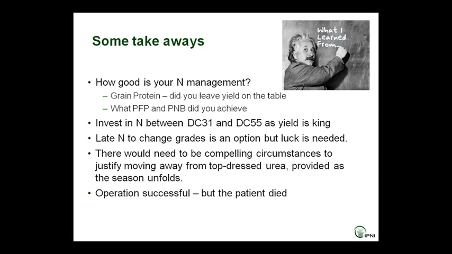If you're going to invest in nitrogen, do so. The best bang for your buck is between DC 35 and DC 55. If you want to change, late N might help you change grades, but you know, you need some luck there. You need a big canopy, you need a nitrogen deficient situation, you need subsequent rain, etc., etc.